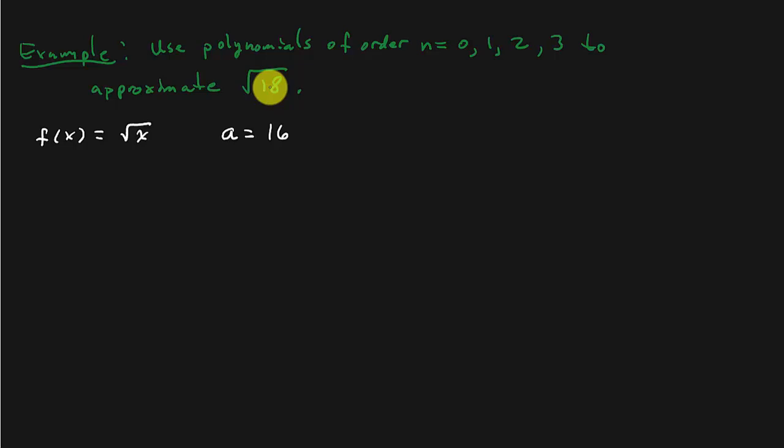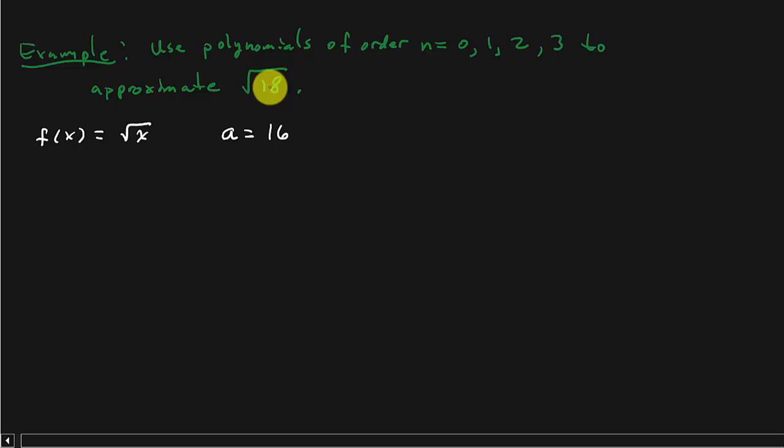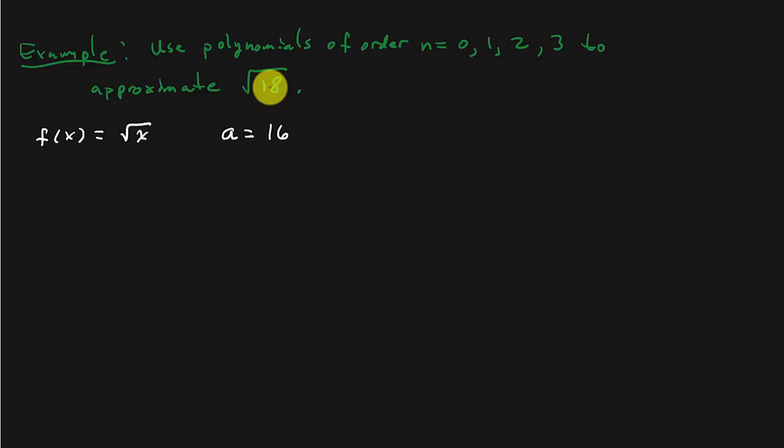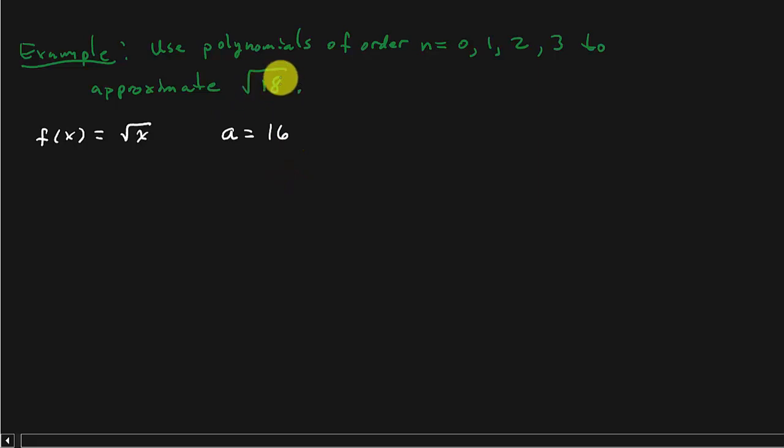Now, in a lot of problems, and probably the problems you'll have on the test, they'll tell you what a is, just like in the first 2 problems that we worked in this video, where they told us a was 0. They could very well have told us that a is 1 in the previous 2 problems. They just told us 0. But for this problem, we're going to choose a as 16 because it's close to the square root of 18.